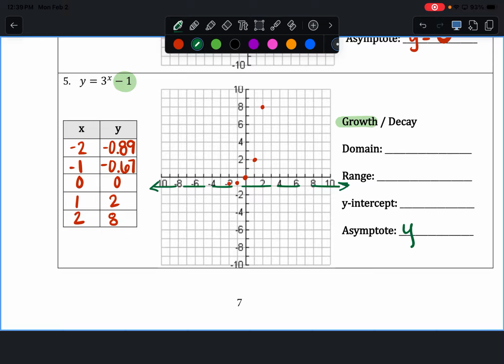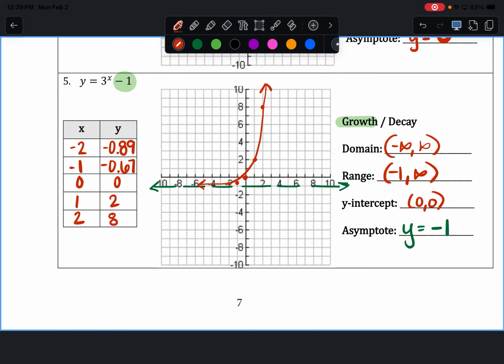So our asymptote is at y equals negative 1. So it can get close to negative 1, but it cannot cross it. Okay, then what would our domain be? Yep. Okay, then what would our range be? And what would our y-intercept be? 0, 0. Okay, then we're good to go ahead and look at the back.